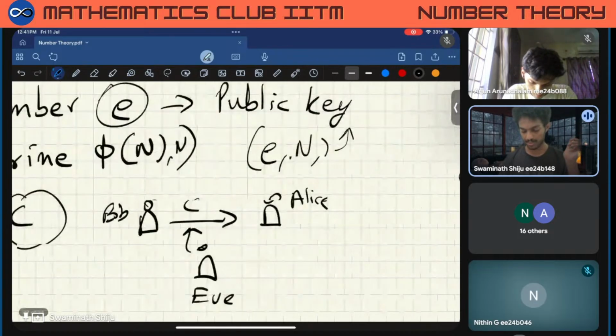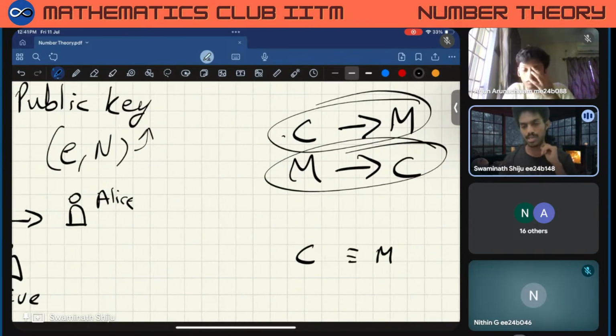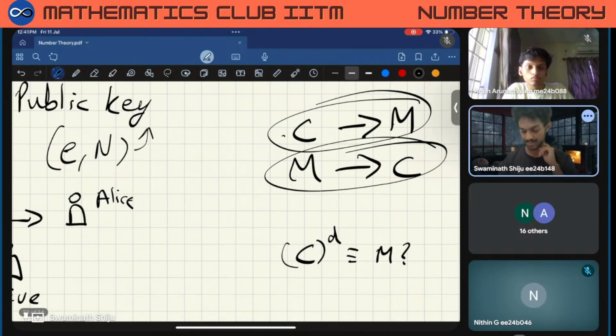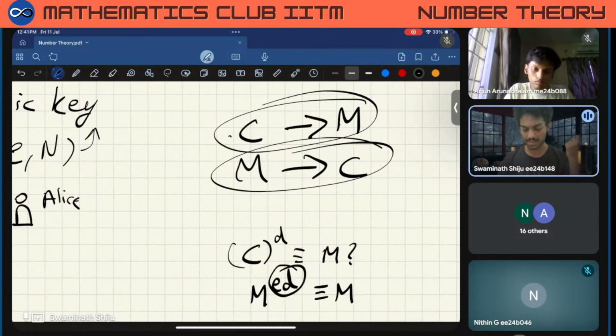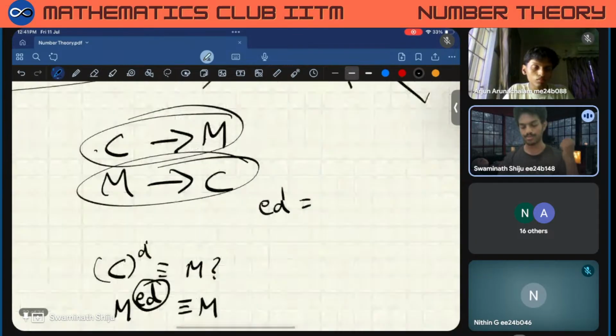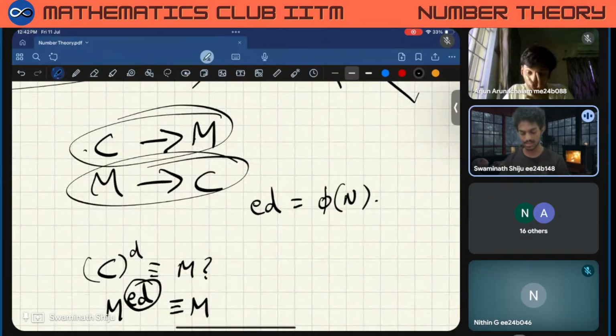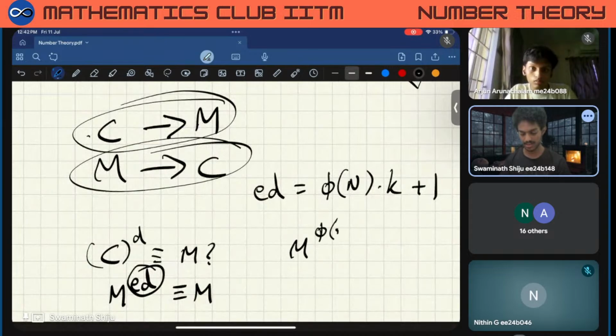You want to convert c to m. How do you do that? You know c. What can you do? Assume you took c to the power d. If you took c to the power d, we have m power ed. We want that to be equal to m. When does that happen? If you remember Euler's theorem, this would happen if ed is some k into phi n plus 1. Think about that. If it's k into phi n, then that's basically just 1 power k into m power 1. That is how you do it.